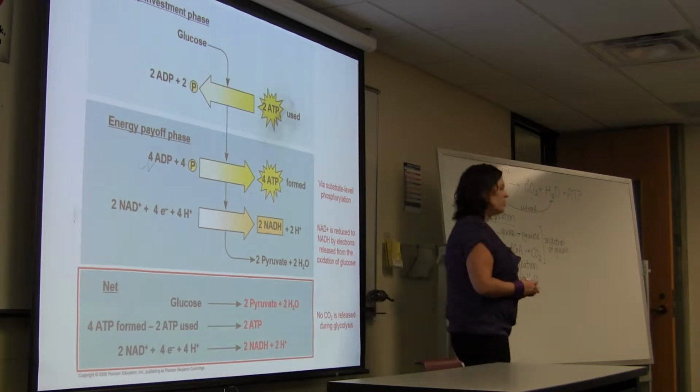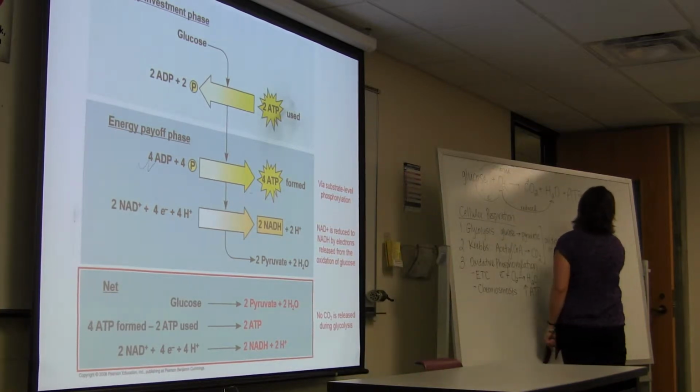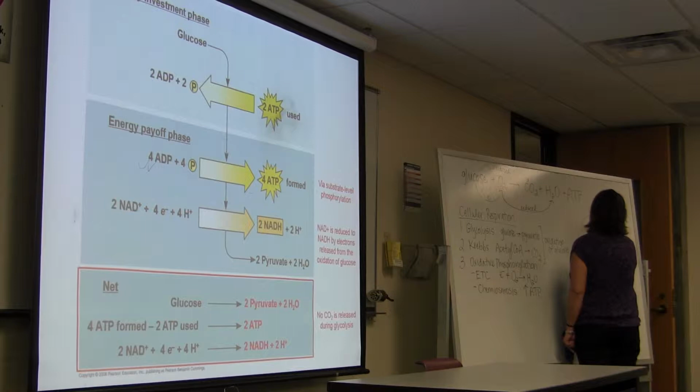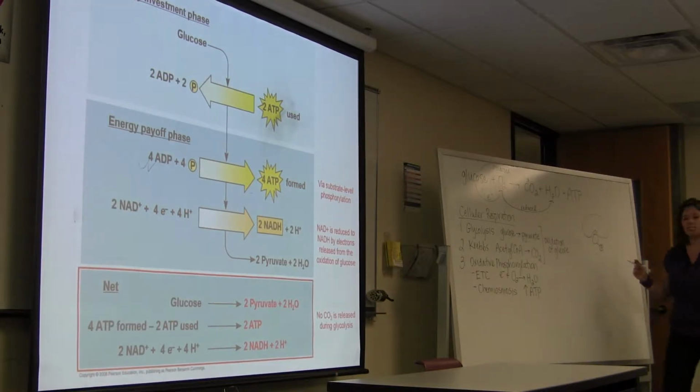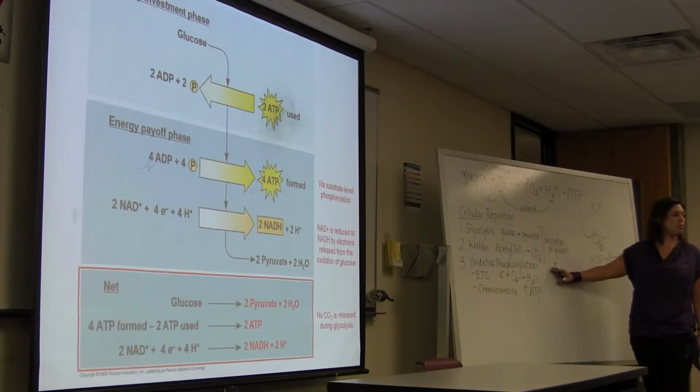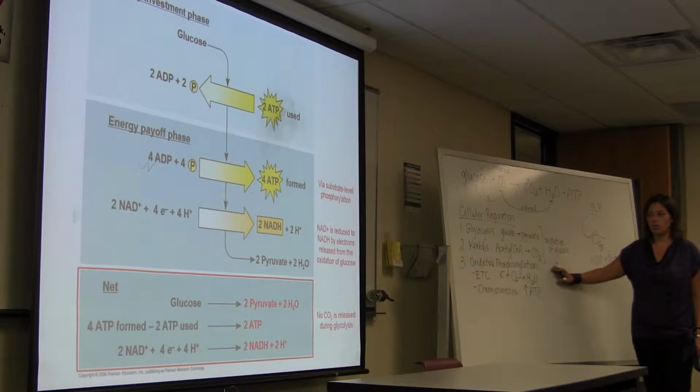phosphorylation. Remember, the substrate level phosphorylation, you have an enzyme, you have a substrate that's been phosphorylated, and during substrate level phosphorylation, what's going to happen is that phosphate group is going to be removed from the substrate and added onto ADP in order to make ATP. So this is substrate level phosphorylation right here. And so that's the way you're going to be producing ATP in glycolysis.